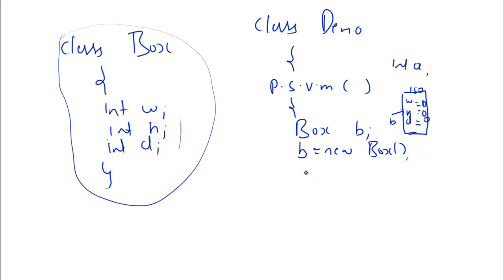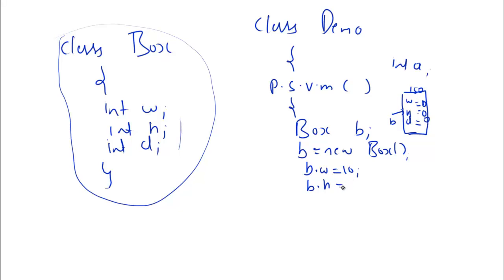Now when I say B is equal to new Box, what has happened is one memory has been allocated and that memory address has been assigned to the variable called B. Now B becomes an object. Through B I can access any members of the class. So what I will do is B.W is equal to 10, and I will specify B.H.